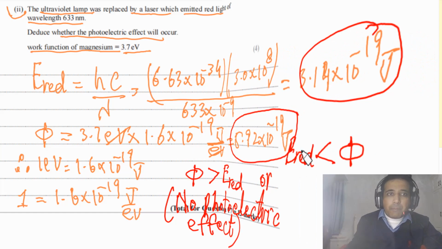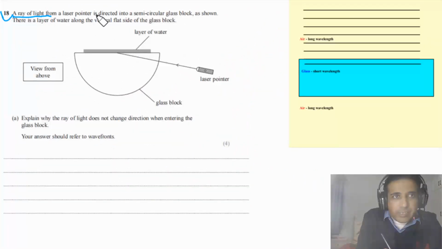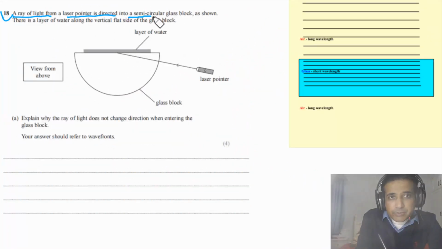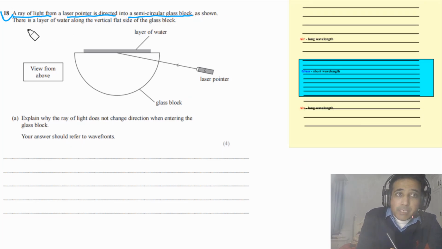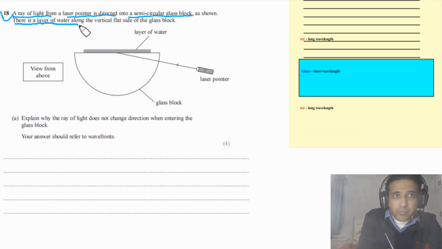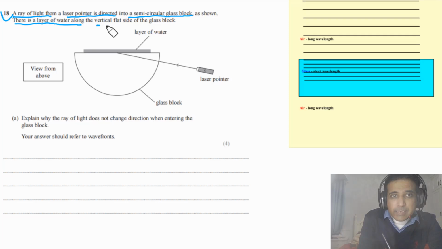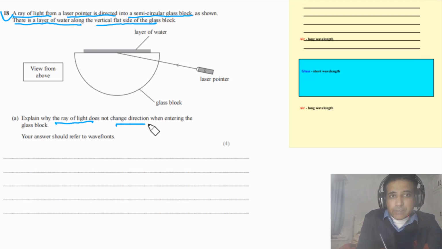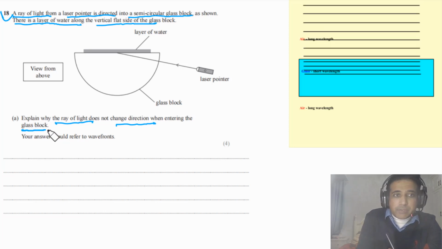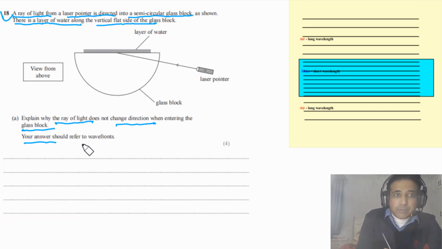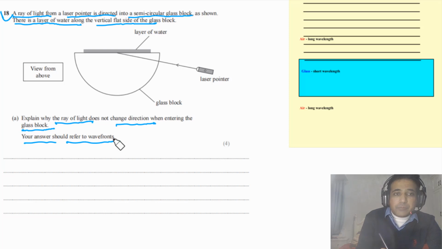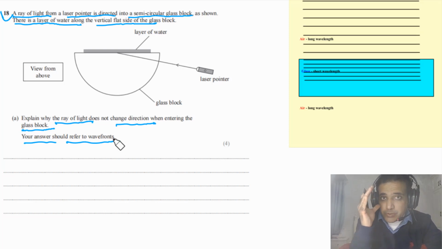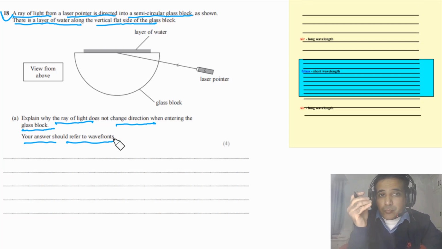Question 18 says a ray of light from a laser pointer is directed into a semicircular glass block as shown in the figure. There is a layer of water along the vertical flat side of the glass block. Explain why the ray of light does not change direction when entering the glass block. Your answer should refer to wave fronts. Meaning in our explanation, we have to talk about wave fronts.